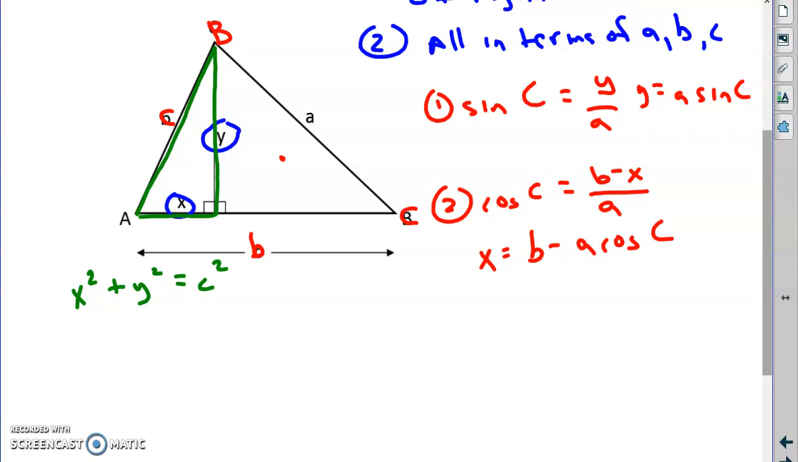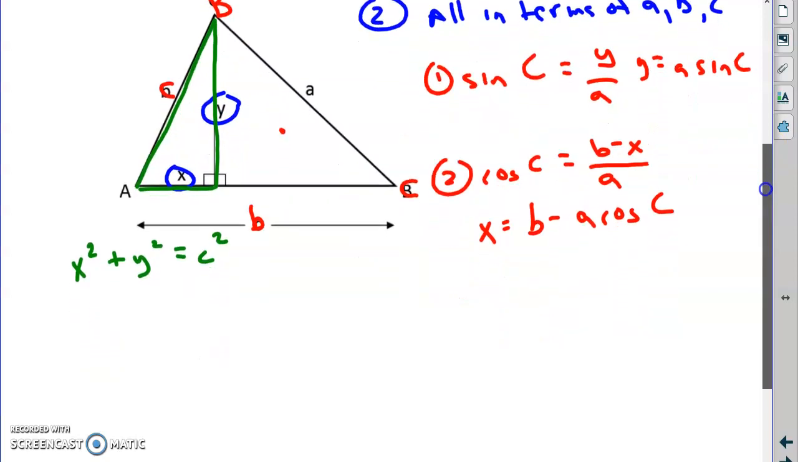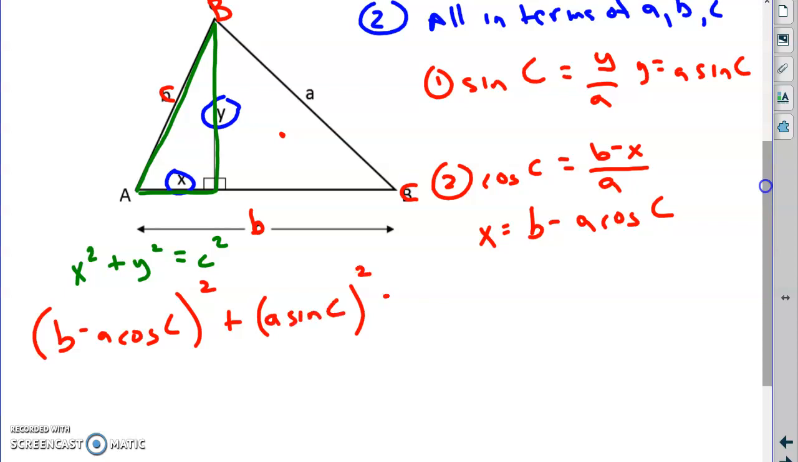Why did I do that work in red? So I'm going to go over to the green and replace what x is and what y is. Again, our goal, everything in terms of a, b, and c. x can now be replaced: b minus a cosine C, squared, plus y can now be replaced: a sine C, squared, equals c squared.